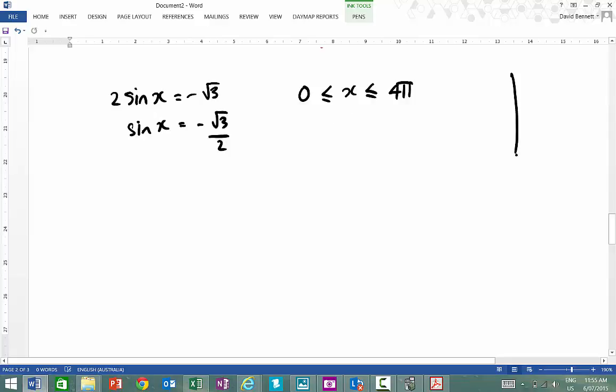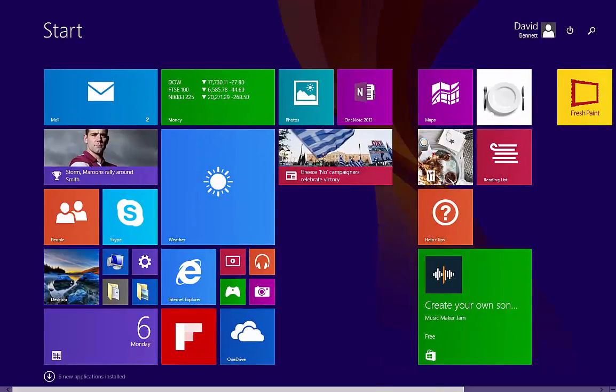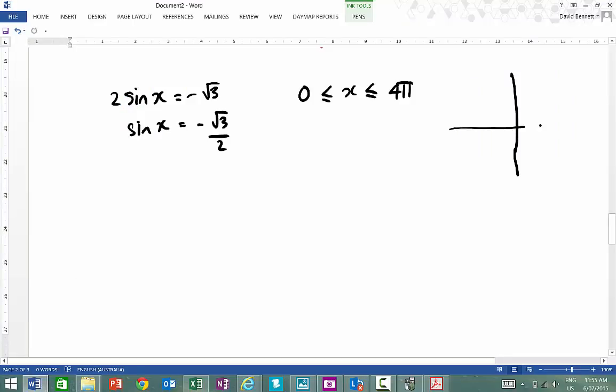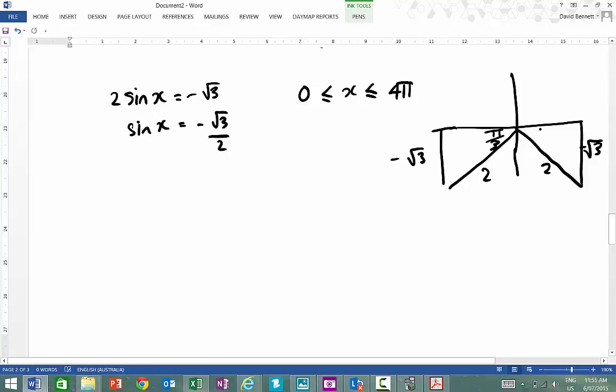Now again we're using our unit circle, and we know that sine is negative over here, okay, in these two quadrants. So we're going to drop our right angle up over here. We know that our sine is in fact opposite, and it's going to be minus, and that's 2. That means that this angle here has to be 60 degrees or pi on 3. That angle there is 60 degrees or pi on 3.